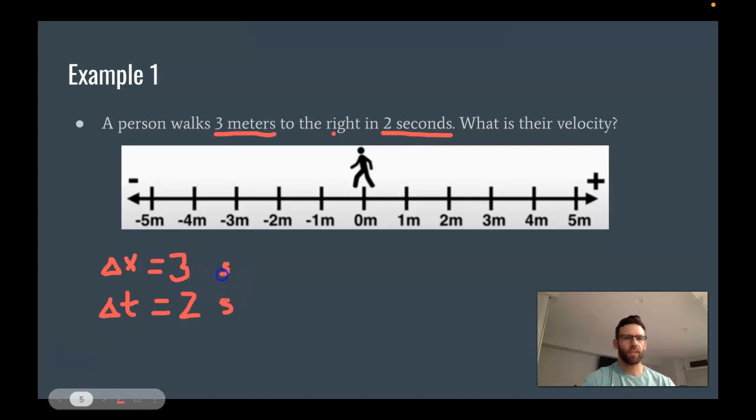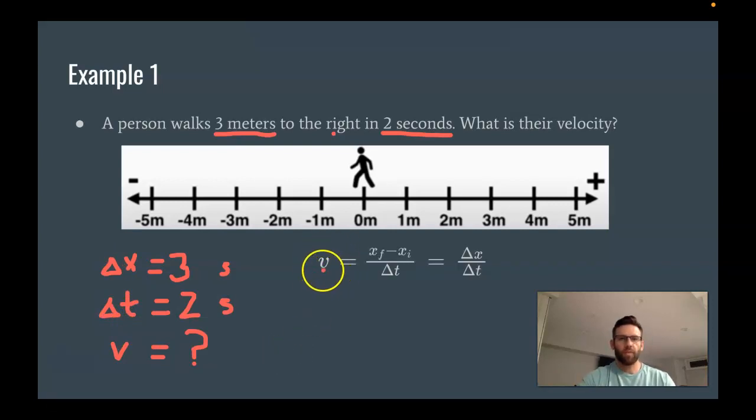Now we need a way to relate these two things because I'm trying to find velocity. The question is asking for velocity, so there must be some equation that I can use. And sure enough, there is. Like I said before, velocity is displacement divided by time. I have displacement and I have time, so this is the equation we can use. V for velocity is equal to your final position minus your initial position divided by time, or another way to say that is displacement divided by time. That's what velocity is. So for this example, I'm just going to plug in my numbers to this equation.